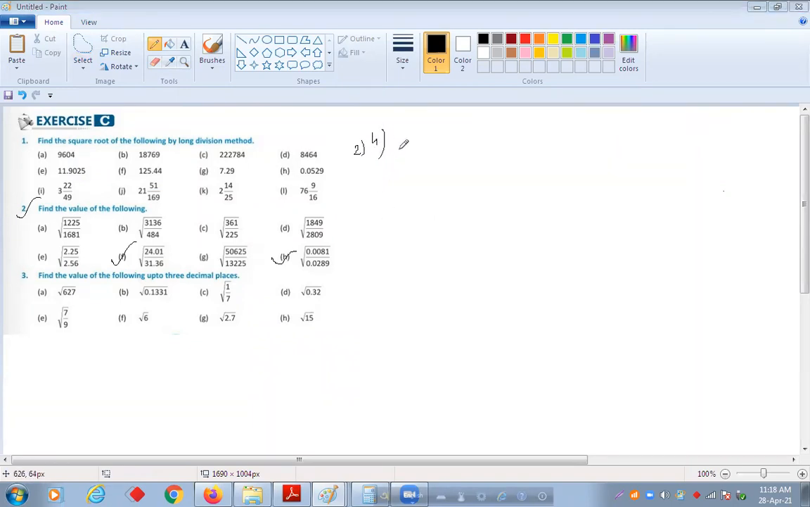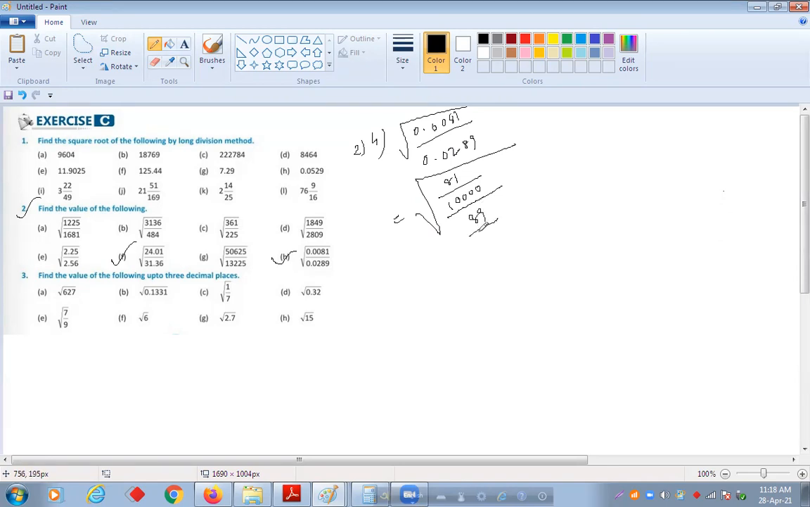It's given root over of 0.0081 divided by 0.0289. First of all, we can write this number in this way. We can write 81 by 10^4, and also we can write 289 by 10^4.